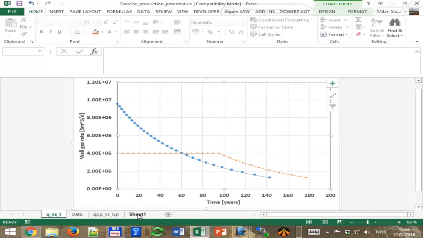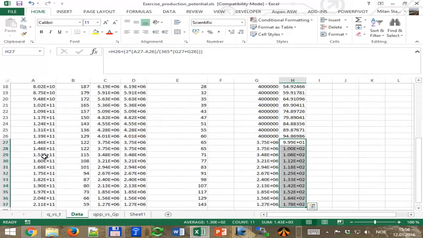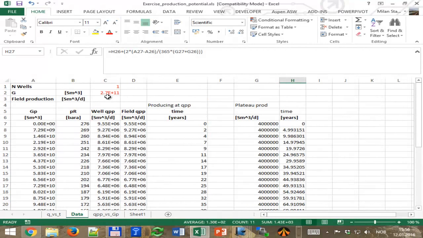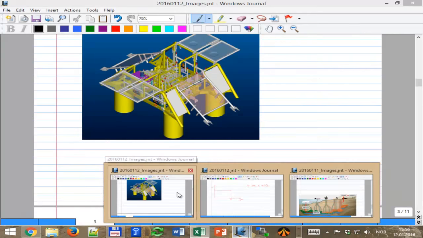Now let's see, here I prepare something. To develop this field with only one well, that's not realistic, because it's a very big field and we don't want to produce it only with one well. It will take a lot of time to produce it. So we want to produce it with several wells. We can use here the rule of thumb that I was mentioning before in the class.